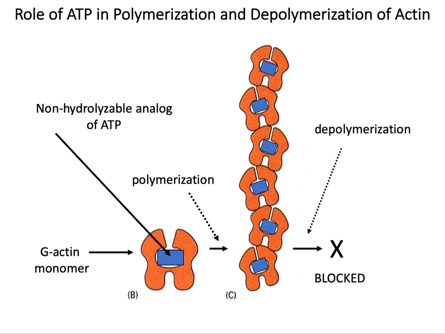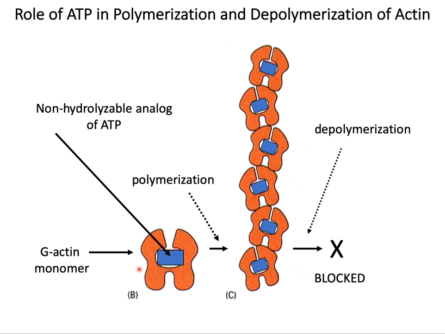So one of the questions the cell biologists had for a long time was, what was the role of the nucleotide binding capabilities of these monomers? Why should G-actin monomers bind ATP? Did it play any role in polymerization or depolymerization? So a very clever experiment was done in vitro. G-actin monomers were charged with a non-hydrolyzable analog of ATP. What I mean by this is that it is a molecule that looks like ATP, but it cannot be hydrolyzed to ADP. So it is permanently ATP.